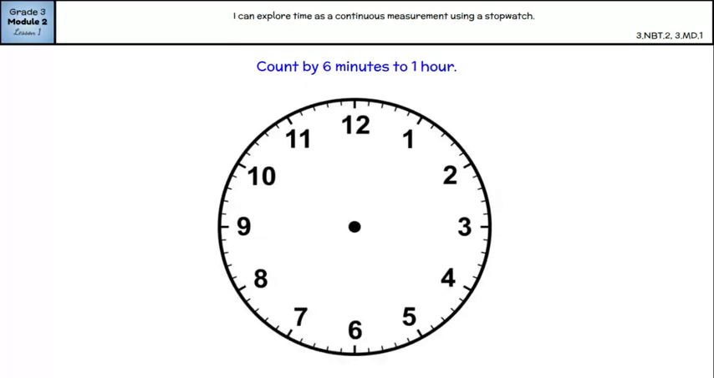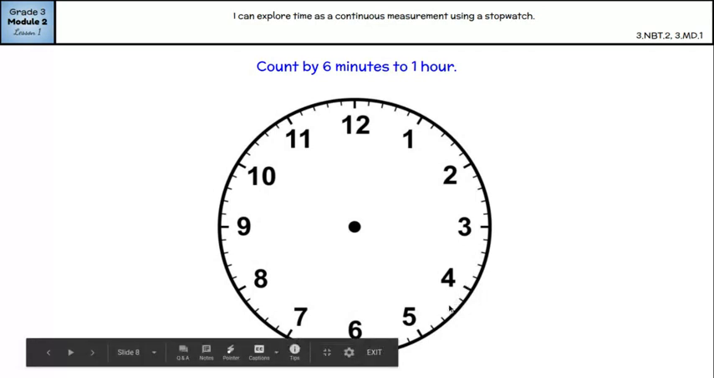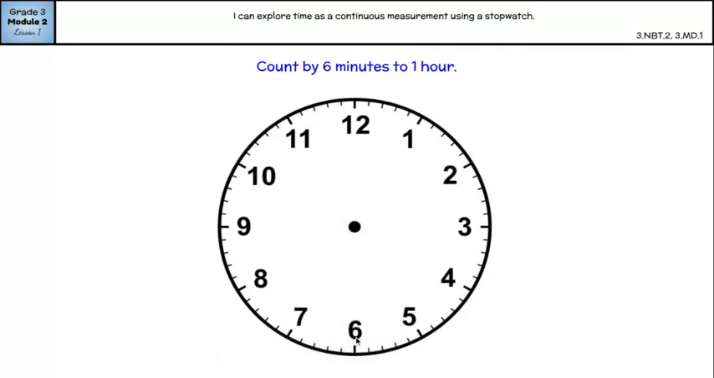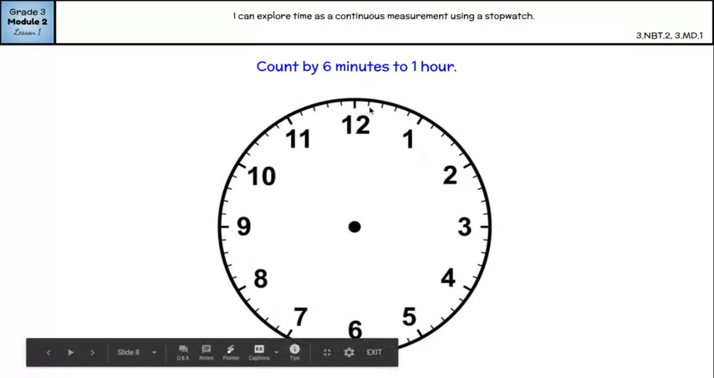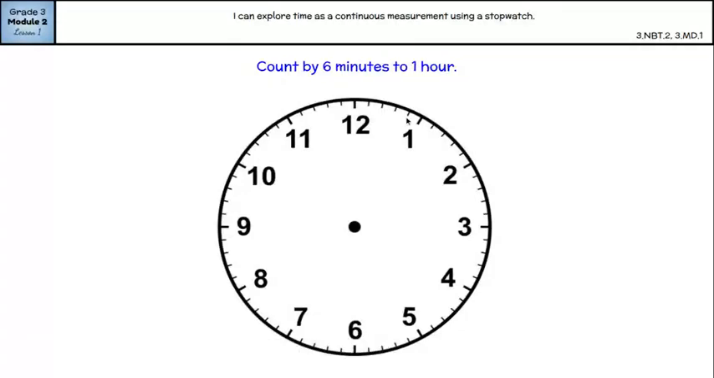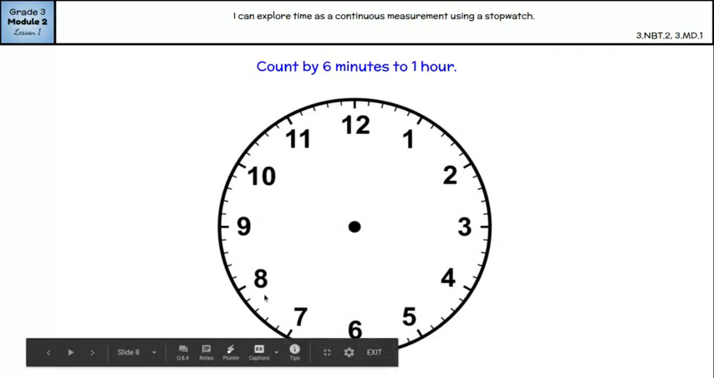Count by 6 minutes to 1 hour. Wow, this one's more tricky. All right, let's try this. So I know I have to start at o'clock. Now, if I go 6 minutes, I'm going to go to the 05. So here's 06. So 6, 1, 2, 3, 4, 5, 6. Okay, so you get the idea. Every one of these little increments here represents 1 minute, and there are 60 of them that go all the way around this clock because 60 minutes makes 1 hour.